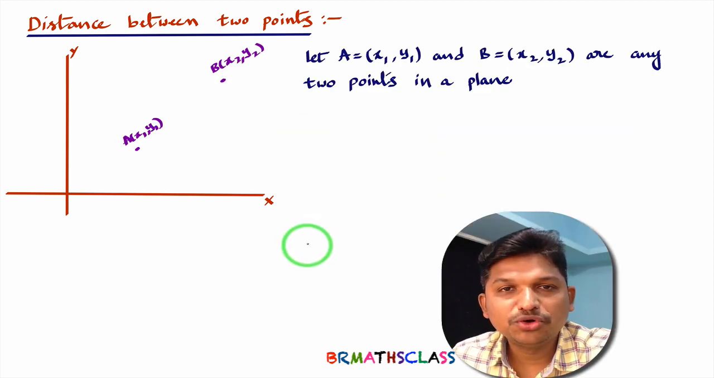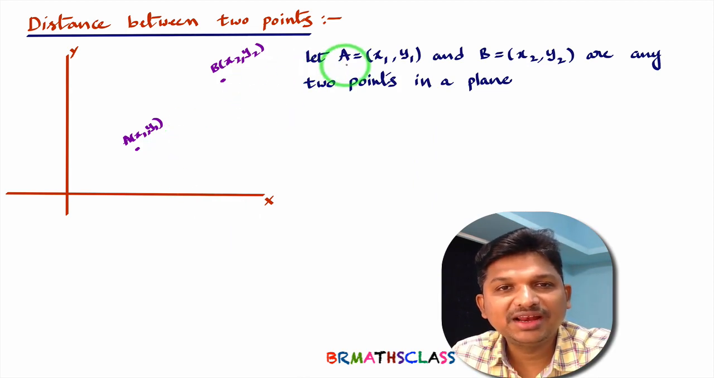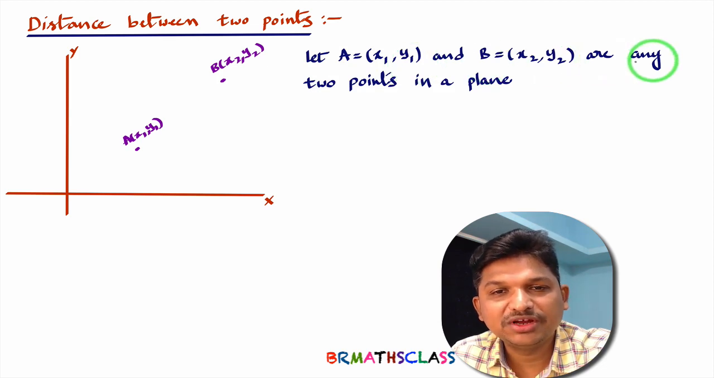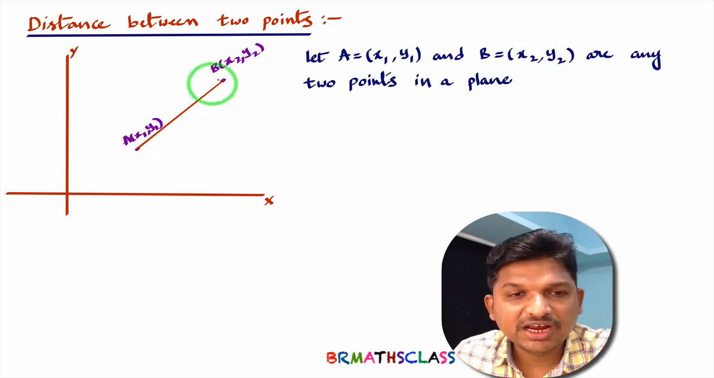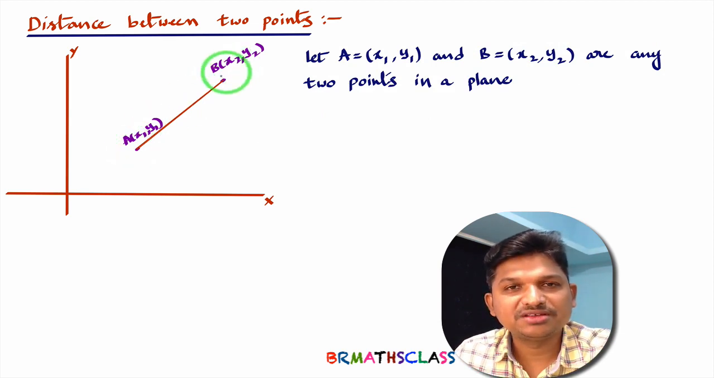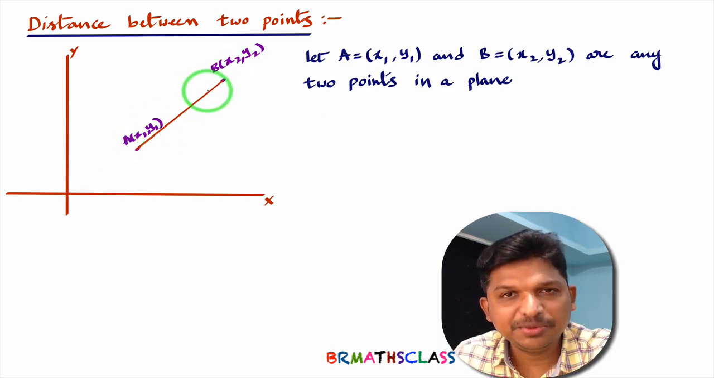First, you observe I considered 2 points A and B. You see here what I have written? Let A is x1, y1 and B is x2, y2 are any 2 points in a plane. You observe here, I need to calculate distance between these 2 points. That means I need to calculate AB.